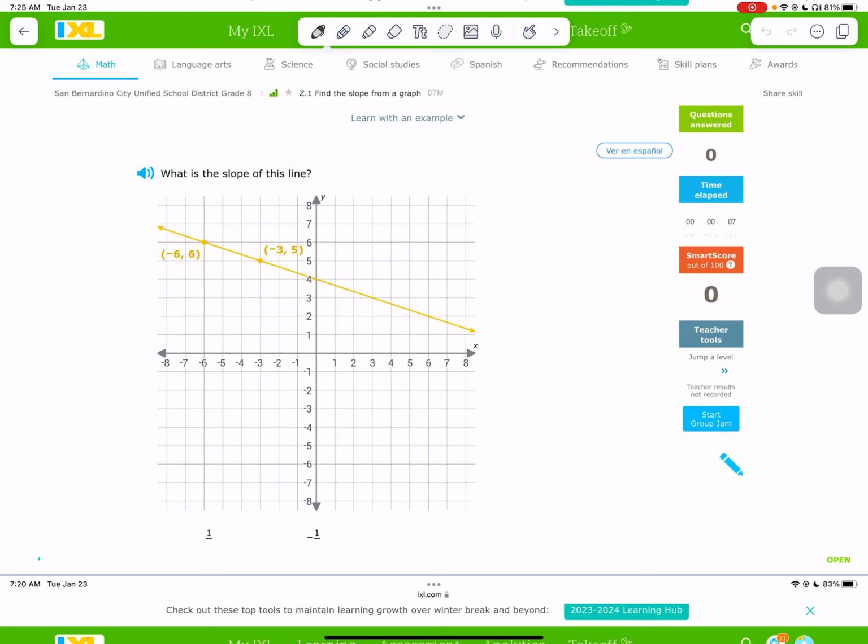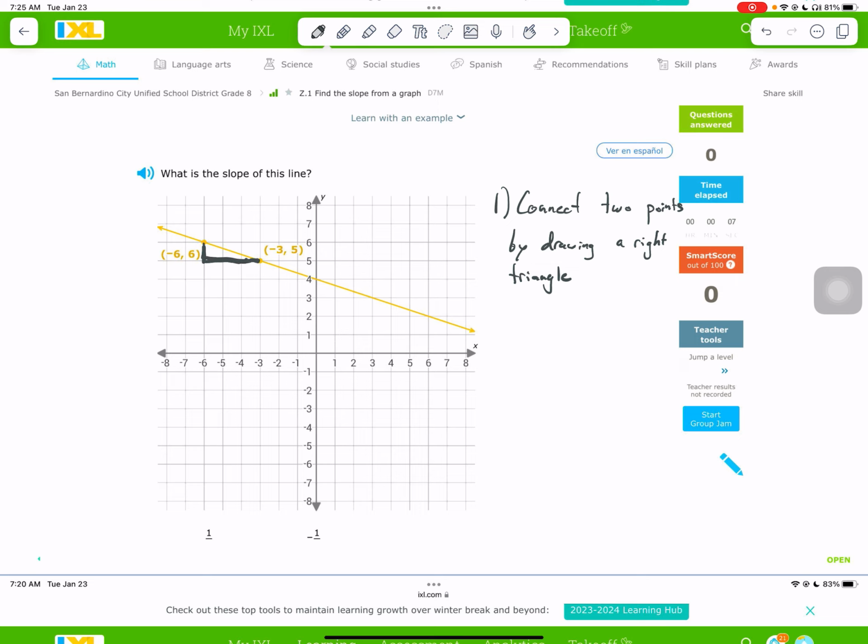Okay, you can see here, we're going to be trying to find the slope of a line on a graph. The first step that you're always going to want to do is connect 2 points by drawing a right triangle. So I'm going to go ahead and draw a right triangle. I have these 2 points that are already selected for me.